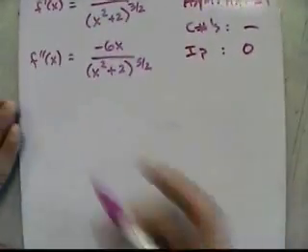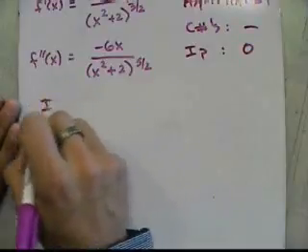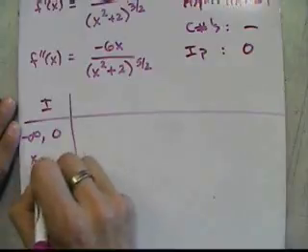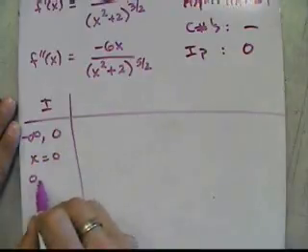Okay, so as far as my intervals go, I'm going to run from negative infinity to 0. I'm going to look at 0, and then I'm going to go from 0 to infinity.